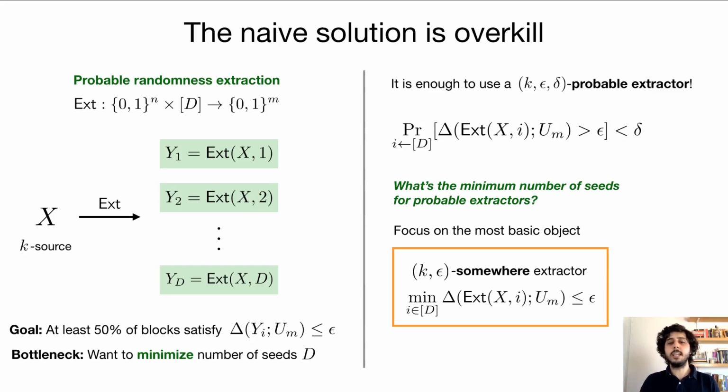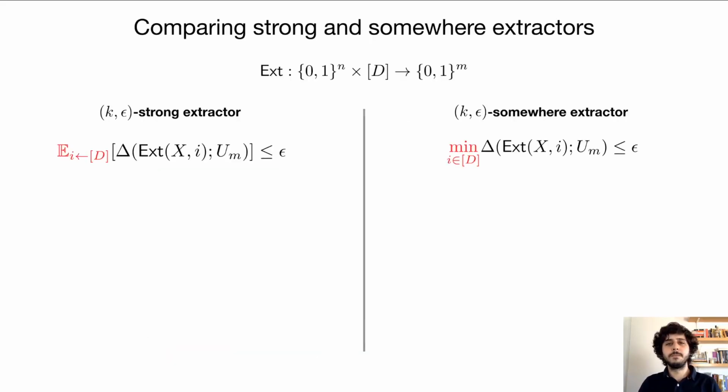And of course, any lower bound on the number of seeds that we prove for a somewhere extractor carries over to all other probable extractors. So we're just going to focus on the somewhere extractor. To have a clear picture of the differences between strong extractors and somewhere extractors going forward, we'll compare them side by side.